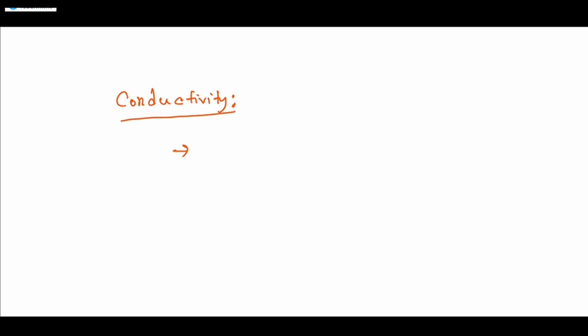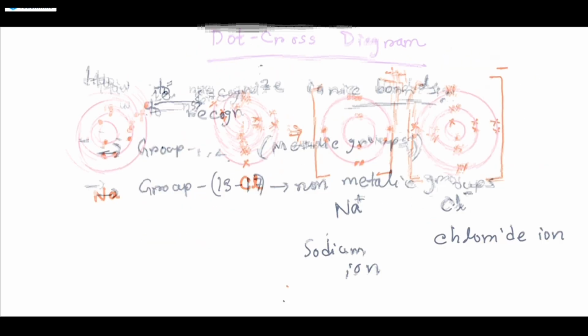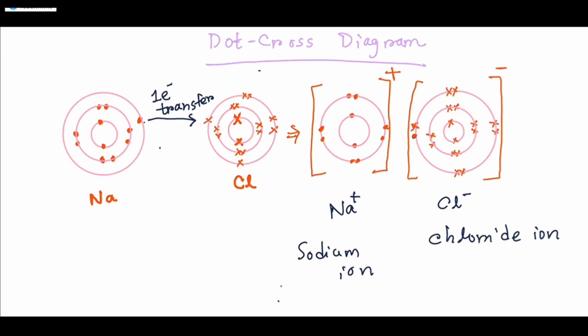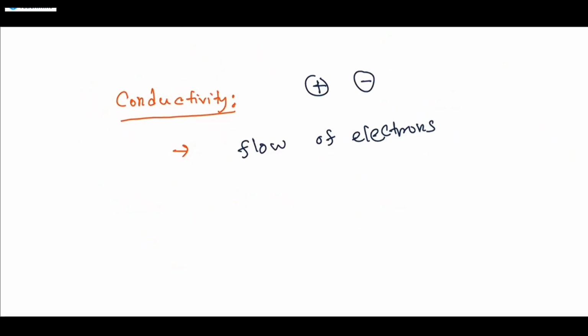Ionic bond has a plus part and a minus part. Firstly, let's know how electricity occurs. Electricity occurs by the flow of electrons. And here in ionic bond, electrons are flowing. You saw in the diagram before, electron is transferring from sodium to chlorine. So you can clearly see how actually electron is flowing. When the electron flows, it creates electricity. That's how ionic bond creates conductivity.